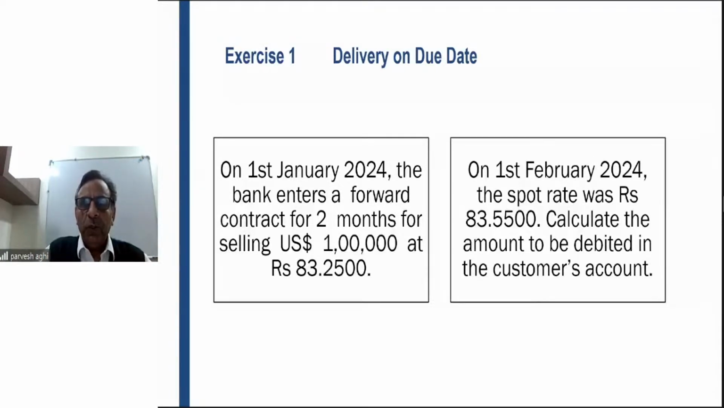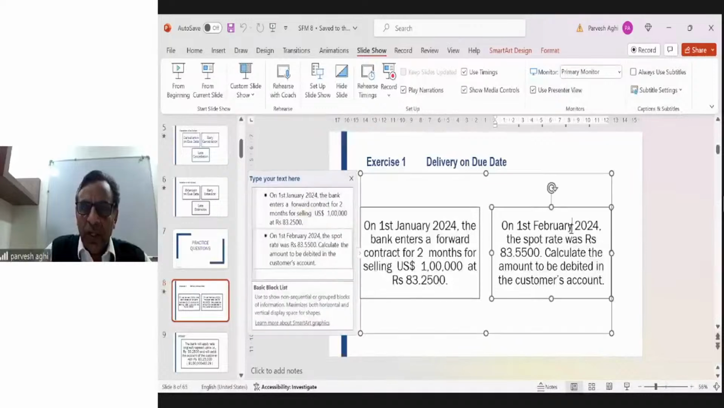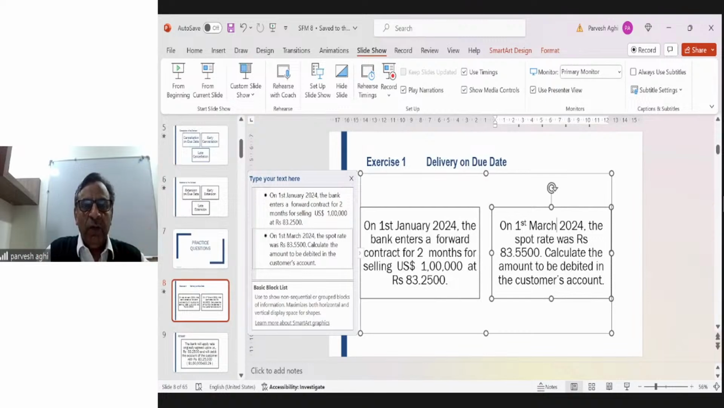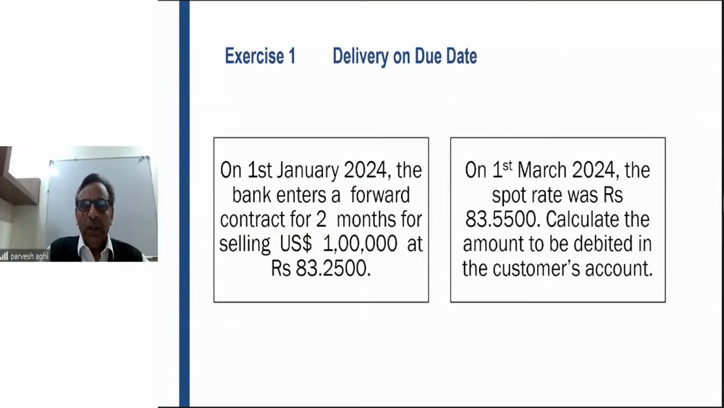On 1st of February 2024, the spot rate was 83.55. That means after the 2 months, whole of January and then February. So it happened that it was 83.55. Calculate the amount to be debited to the customer's account. So maybe it should be 1st of March. I've just made a mistake, our 2 months are going to be there after March. Okay. So we have January full, February full, and 1st of March. So that means it will synchronize with my information. So calculate the amount to be debited to customer's account.